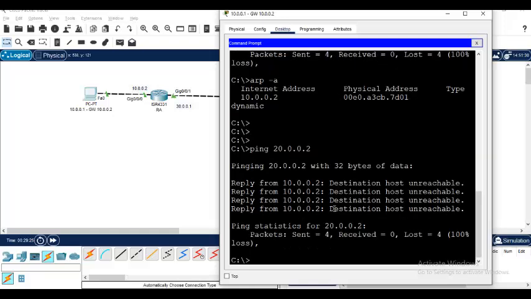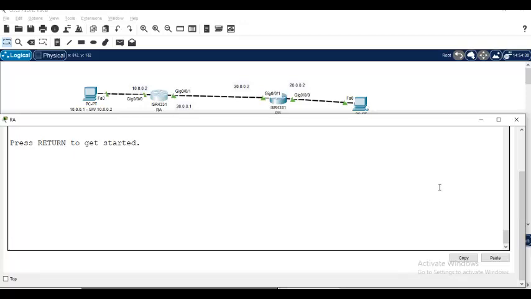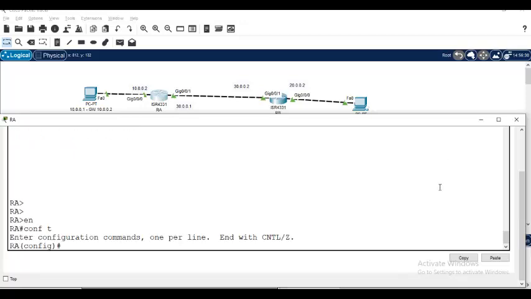In the global configuration mode, you say IP route, all the 20 destination traffic via G0/0/1, because I do not know the IP address of the next router. So it is giving one message. It is not a warning. It is not an error.